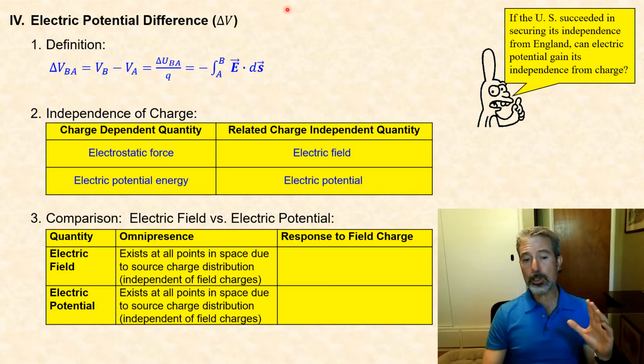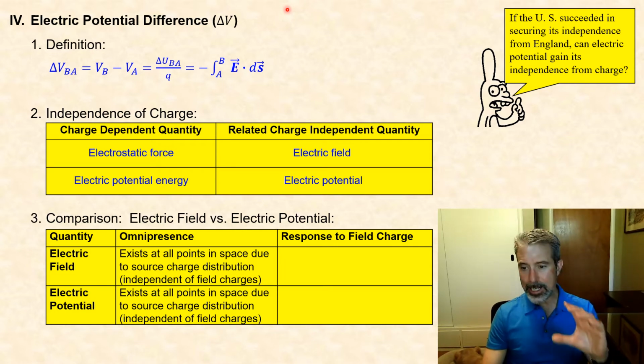The electric field is a vector field. It's omnipresent, which means that it exists everywhere surrounding a charge distribution. So we said that the source charge distribution sets up this electric field at all points in space surrounding it. And whether or not there happens to be any charge for that field to interact with, the field exists independently of whether there's any charge there to feel it.